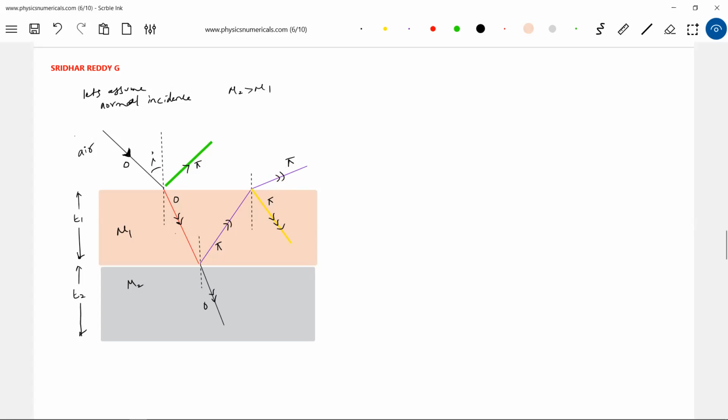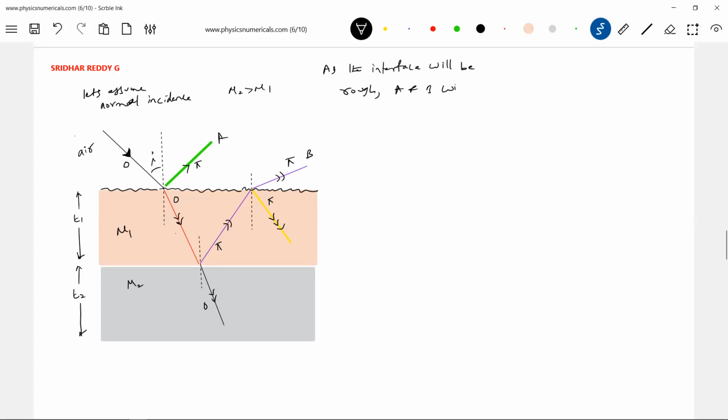Now, look at the rays A and B. Why are A and B not parallel? Because the surface is rough, not smooth. So A and B will not be parallel. So therefore, no superposition of A and B will take place.